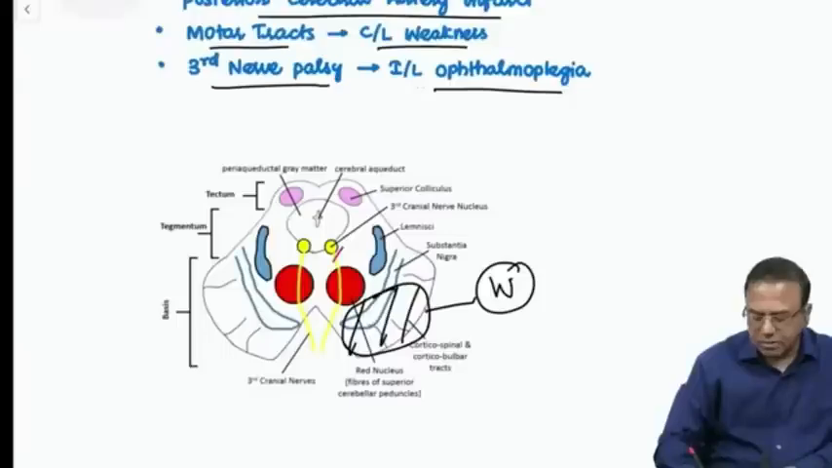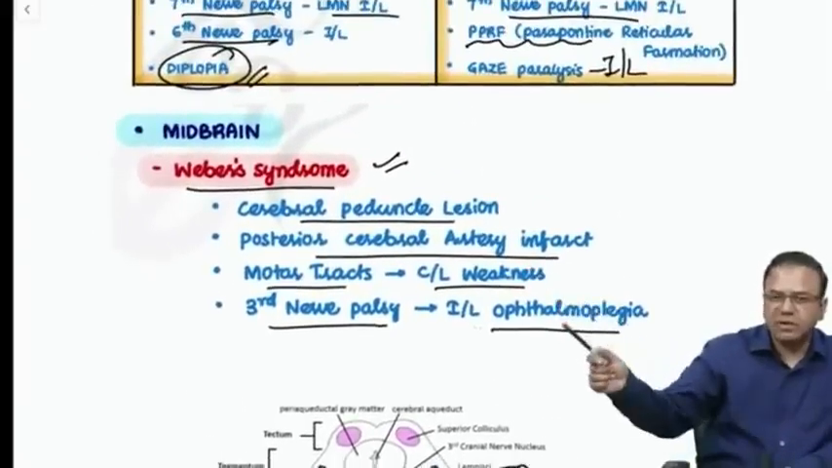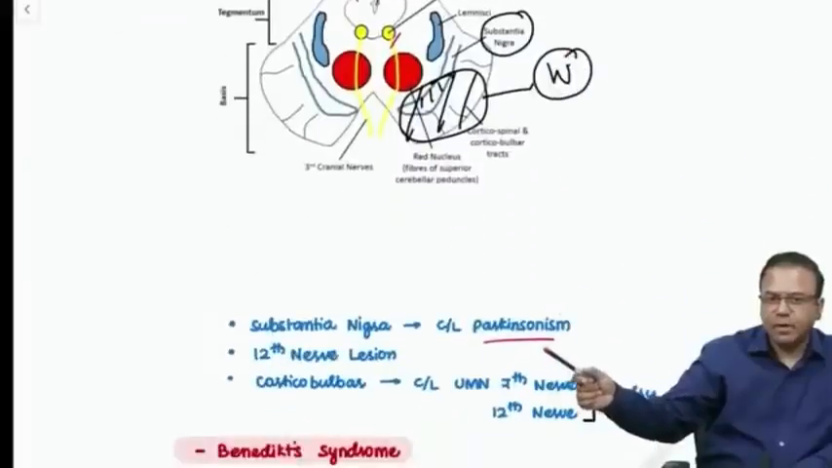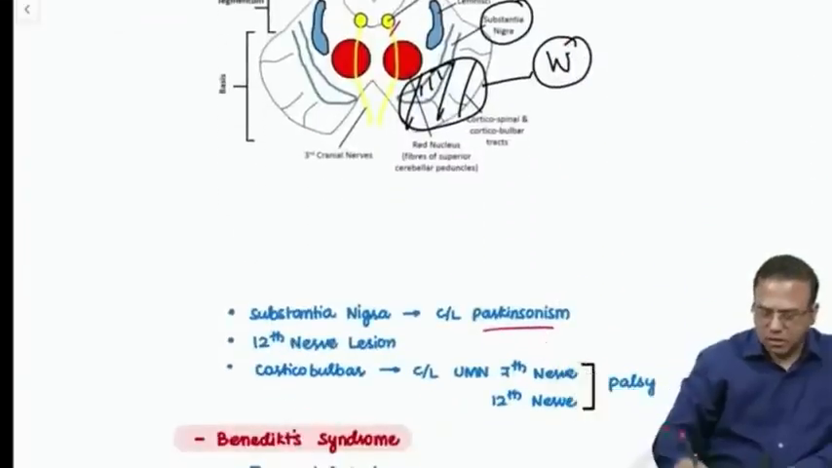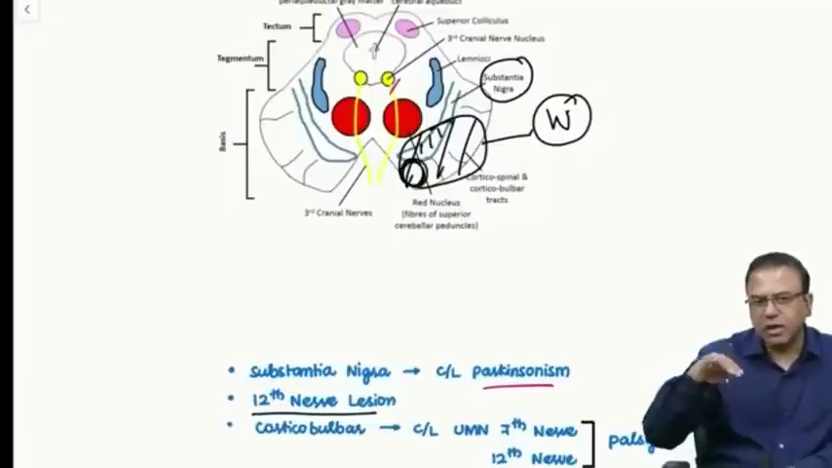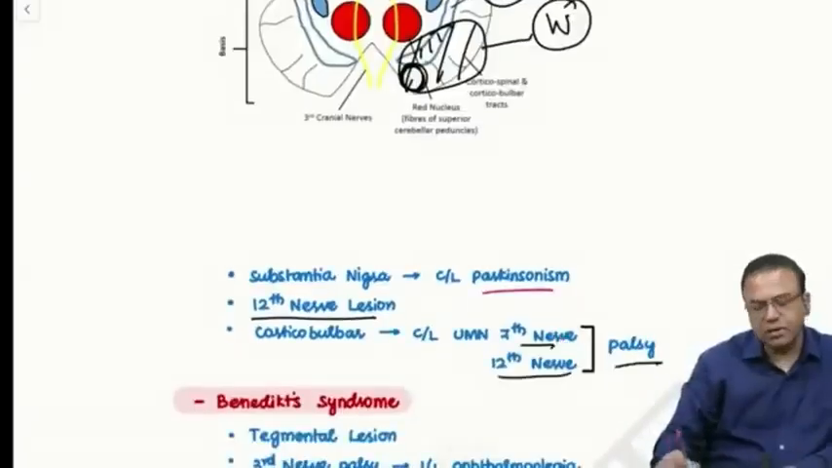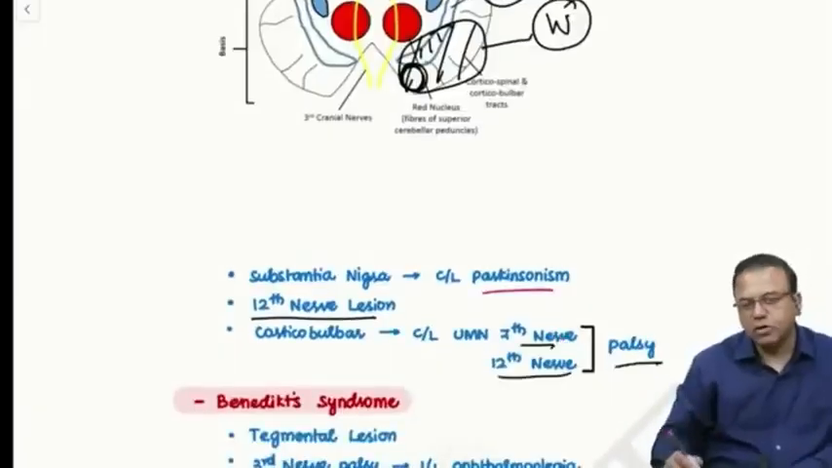It is hitting the substantia nigra. The substantia nigra is also affected. So patient will have contralateral Parkinsonism. So what are all the features? Contralateral weakness, ipsilateral third nerve palsy, contralateral Parkinsonism, and patients may have, don't forget the corticobulbar tract over here, medial most corticobulbar. They are carrying information to 7th and 12th. So some contralateral 7th nerve and 12th nerve palsy may also be there in this patient. All these are components of Weber syndrome.